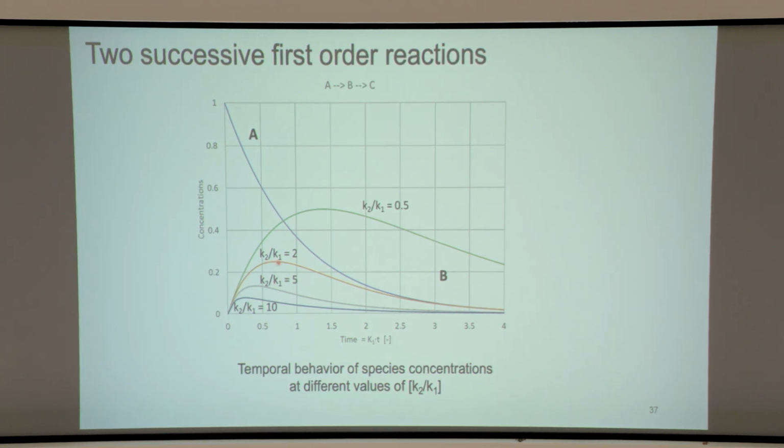Now, what if K2 is greater than K1, so K2 over K1 equals 2? Now the second reaction is much faster than the first reaction. So B is formed and B is consumed. Similarly, you can keep going and say K2 might be greater than K1 by 10 times. Then as soon as B is formed, it's consumed. So like this, based on different reactions and the relative rates, you'll have different behavior for the species profiles.